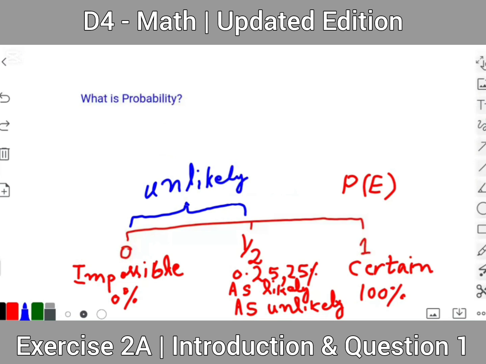And if we take the value between 1 over 2 and 1, or our value is closer to 1, then our experiment will be more likely to occur.